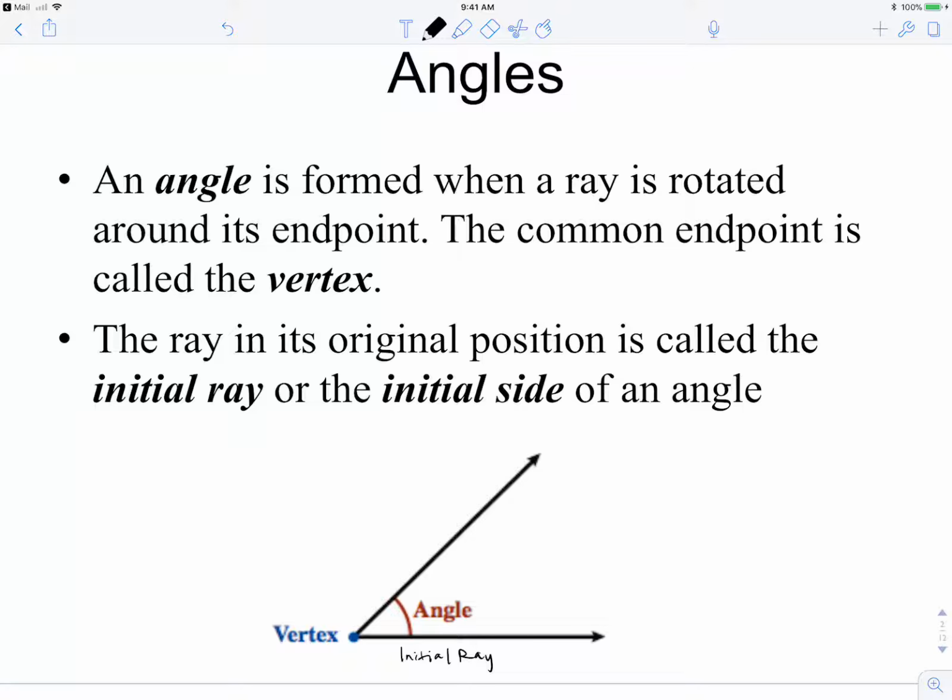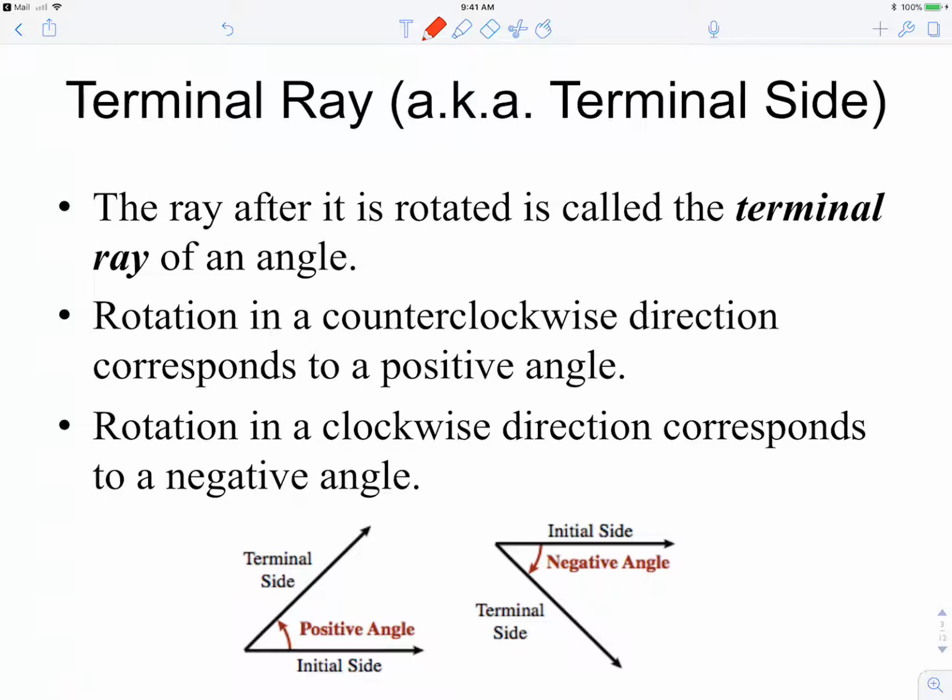But that's assuming that we're looking at a positive angle, so an angle that's rotated in the counterclockwise direction. We've only talked about positive angles so far, but in a second we'll talk about how we get negative angles as well. Now the ray after it is rotated is referred to as the terminal ray of the angle, or the terminal side. If the rotation of the ray is in the counterclockwise direction, like we've been looking at so far, then that's going to correspond to a positive angle. All the angles that we've looked at in the unit circle so far have been positive angles, so angles that have been created from rotating a ray counterclockwise. But if a rotation is in the clockwise direction, that actually creates a negative angle, which you can see in the picture on the right-hand side.